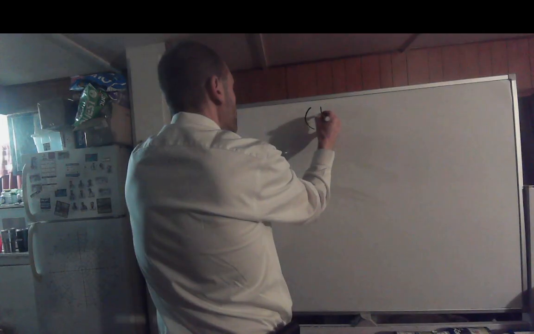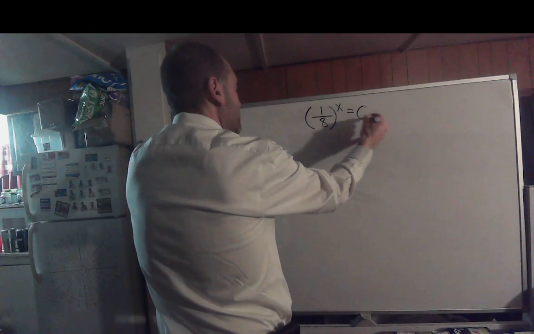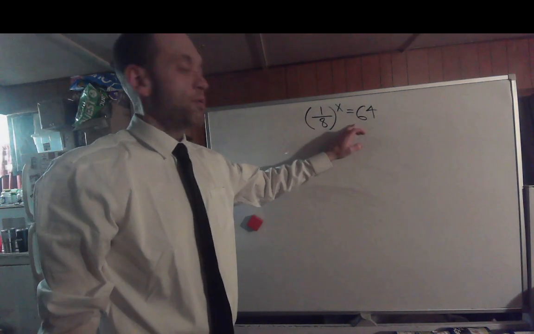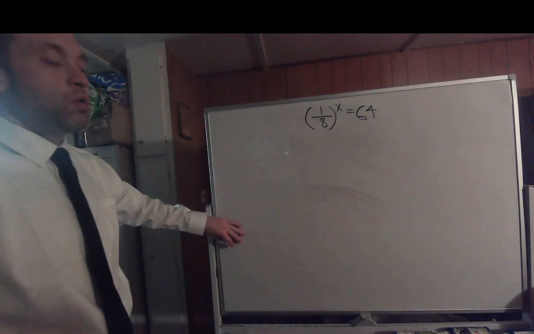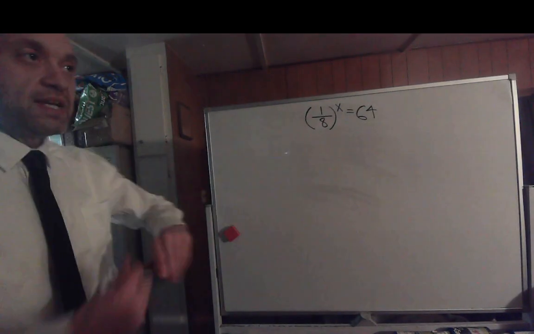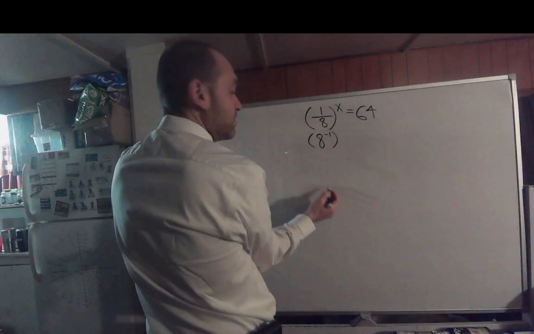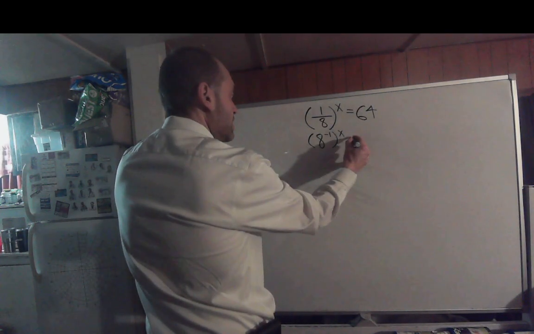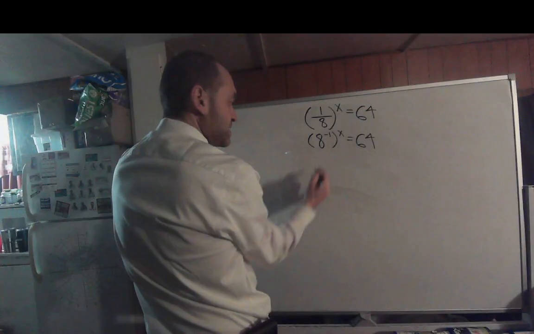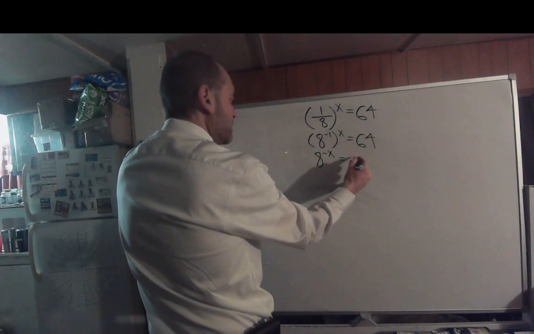We have 1 over 8 to the x power equals 64. So we have 1/8 raised to the x power equals 64. Well, it might be easier if we convert 1/8 into 8 to the negative first, right? So you could say this is the same as 8 to the negative first raised to the x power equals 64. Well, 8 to the negative first to the x power turns into 8 to the negative x, which would equal 64.